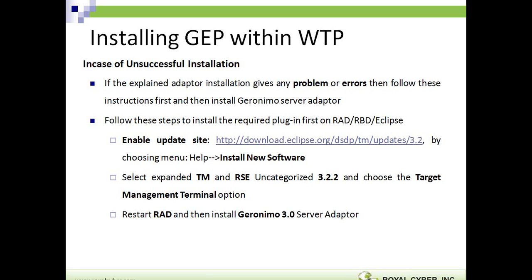Enable the update site with the address that you have on the screen, download.eclipse.org/dsdp/tm/update/3.2, by choosing the menu Help and then clicking Install New Software. Select the expanded TM and RSE uncategorized 3.2.2 and choose the Target Management Terminal option. Then restart the IDE and install the Geronimo version 3 server adapter as we showed in the previous steps.